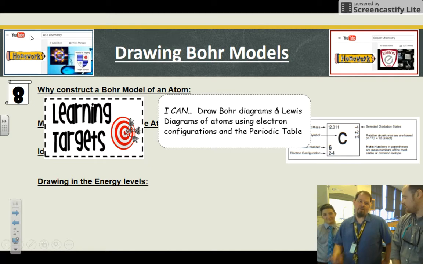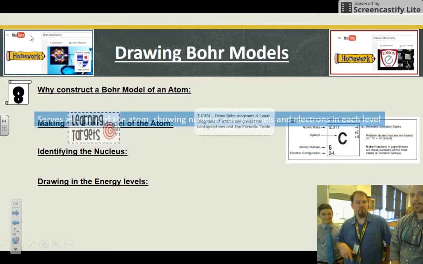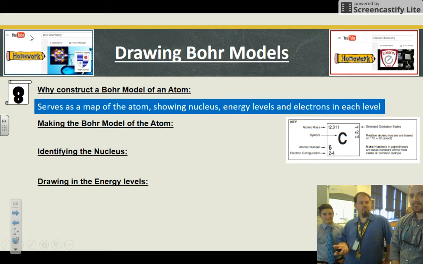Here's the deal. We're going to ask you on the test to draw Bohr, and we're going to ask you to draw Lewis. You need to know the difference between the two, and I can't promise you how to figure that out. So you're going to have to figure out which one's which. Okay, so there's why we do it.